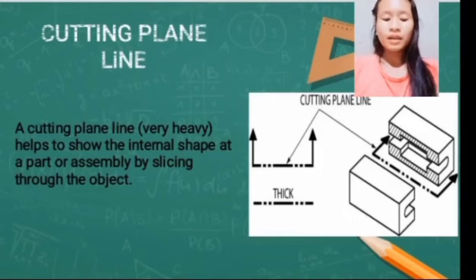A cutting plane line is very heavy and helps to show the internal shape of the part or assembly by slicing through the object. The use of the cutting plane line is to show where the object is being cut, and its lining is very thick. It usually measures 0.6 mm, with dash lines. The arrows represent the direction of the line of sight for the view, and they point away from the section view.